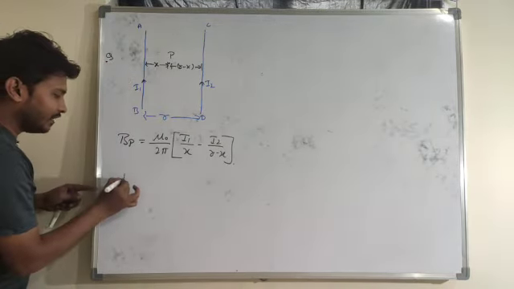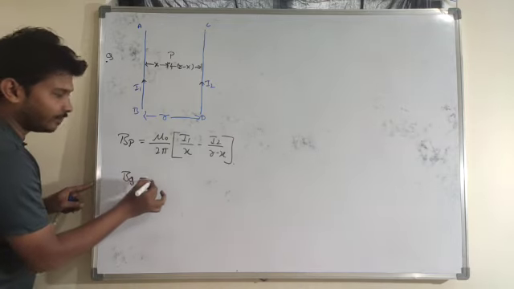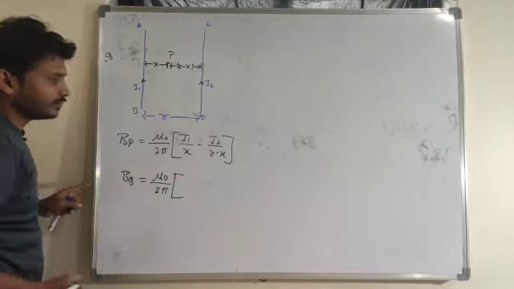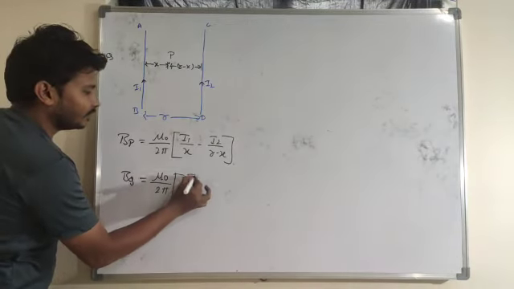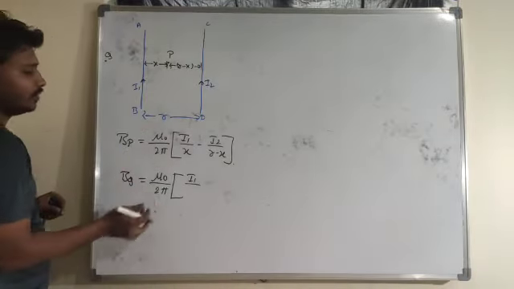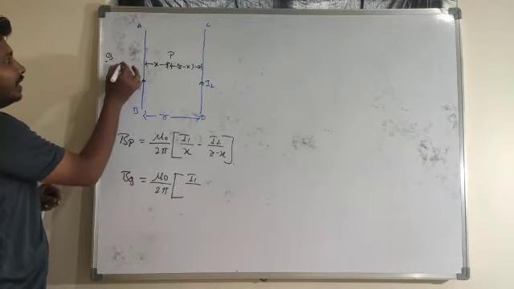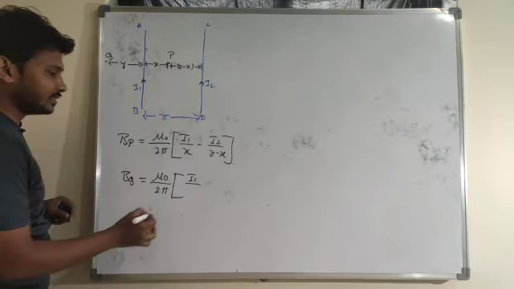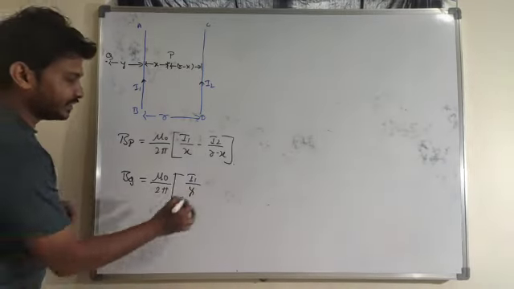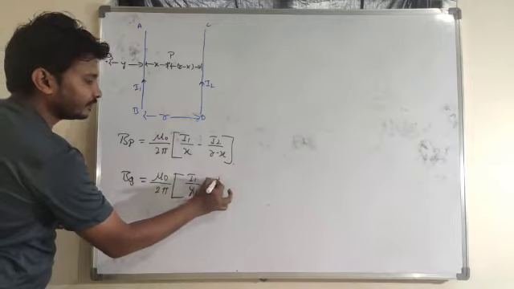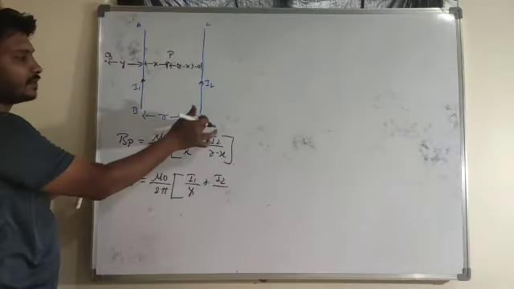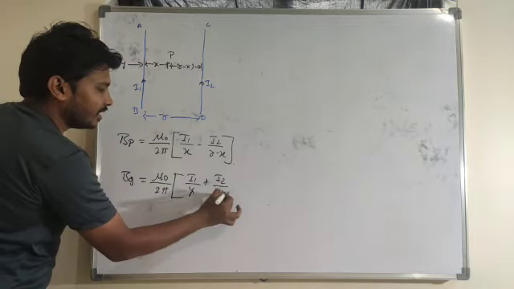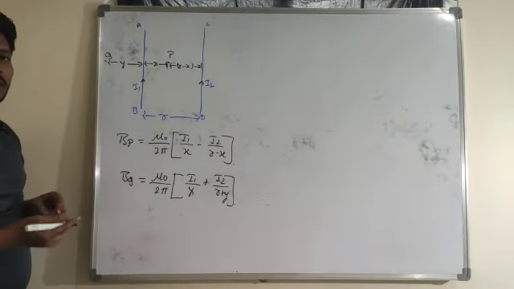What about the magnetic field at point Q? The magnetic field at point Q is mu naught by 2 pi, I1 divided by the distance from the first wire to point Q, which is y, plus I2. Then what is the distance from the second wire? This distance is R, this distance is y, so that will be R plus y. So this is the formula.